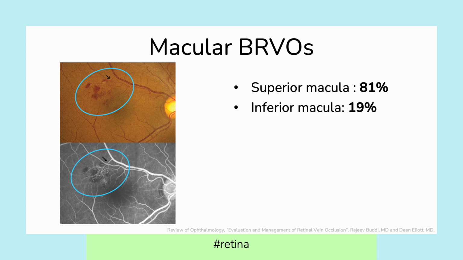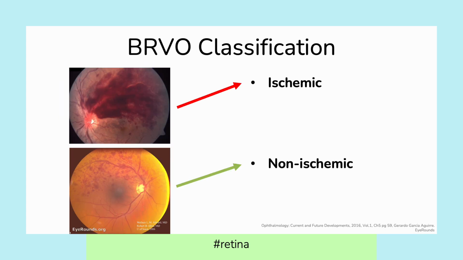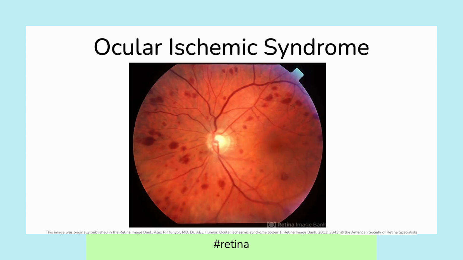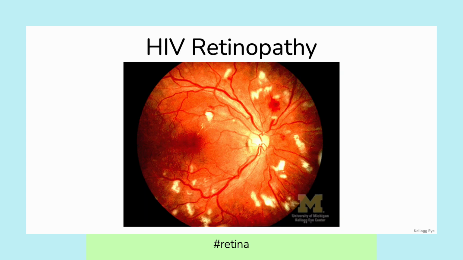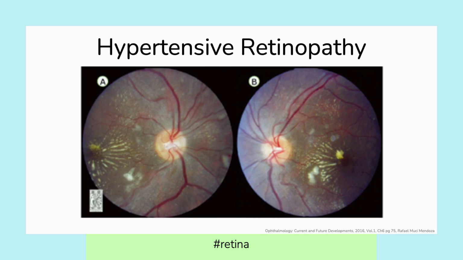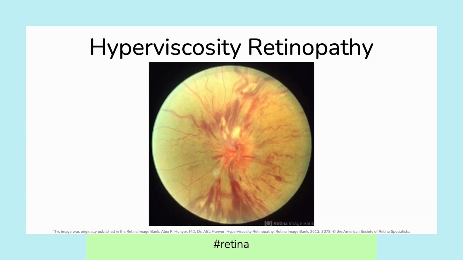Shown here is a superior macular BRVO. The arrows point to a sclerotic artery compressing the underlying vein. BRVOs can also be described as non-ischemic or ischemic. On a BRVO exam, there will be a wedge-shaped distribution of retinal hemorrhages that are more extensive in ischemic BRVOs compared to non-ischemic BRVOs. Differential diagnoses to consider are ocular ischemic syndrome, HIV retinopathy, hypertensive retinopathy, and hyperviscosity retinopathy.